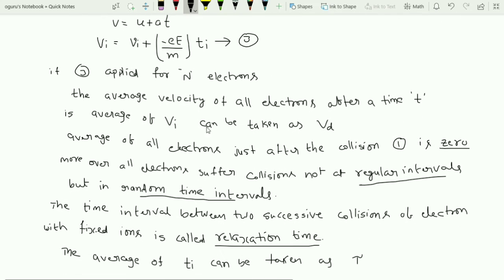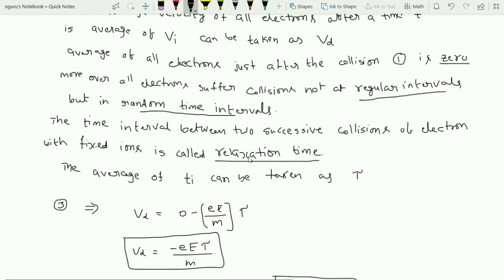And here the collisions of these electrons also occur at random intervals of time. These collisions do not occur at regular intervals of time. In such a case, we have to take the average of this Ti. That average of the Ti can be taken as the relaxation time, denoted by tau. The relaxation time means the time interval between two successive collisions of the electron with the fixed ions.